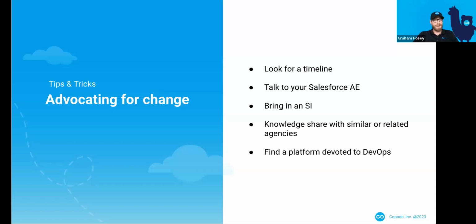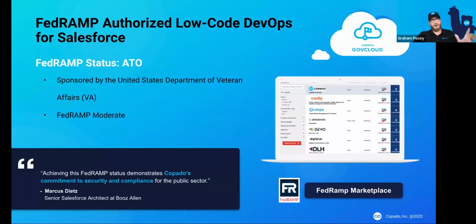And then finally, find a platform or a tool that's devoted to DevOps, like Copado. Copado, once again, is a Salesforce native CI/CD solution that's authorized for federal agencies. Copado definitely makes it easy to streamline and scale digital transformation like we talked about earlier. And we do that through our native Salesforce DevOps platform. And one of the coolest and best parts about Copado is it is the only FedRAMP authorized Salesforce CI/CD solution out there. So as the above quote mentions, we're definitely committed to improving DevOps and eliminating inefficiencies within the public sector.